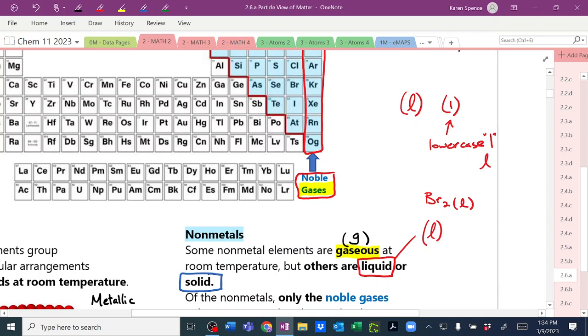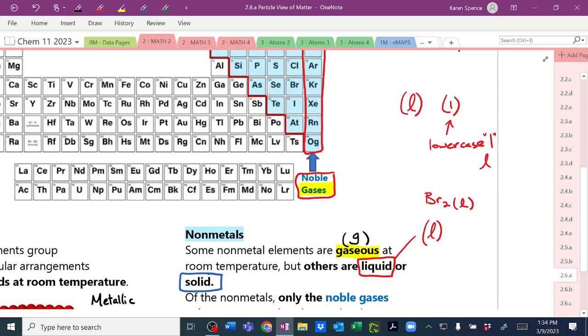Did everybody get a green periodic table, by the way? Yes? No, you did not get a green periodic table. If you did not get one, let me know and I'll make sure you have one. I'll manage that, but anyway.